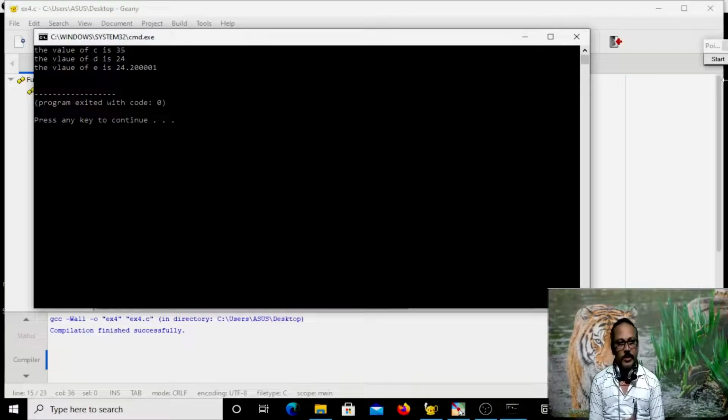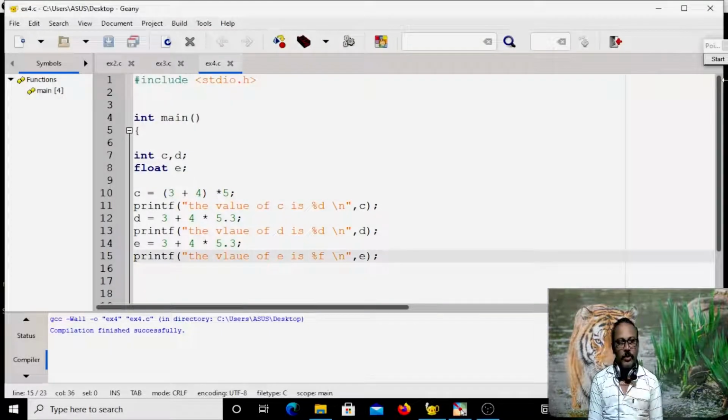But the point is, when the left hand side is an integer, that 24.2 got converted to 24. Whereas when the left hand side is floating point, that 0.2 fractional part is retained. So that's why the value is 24.2.